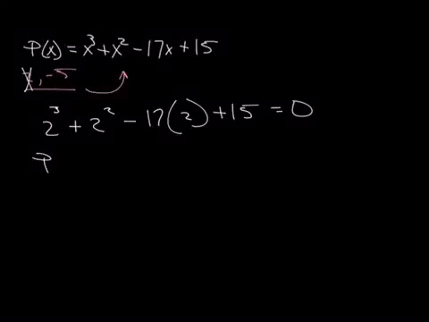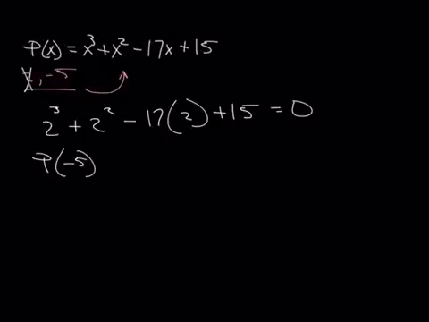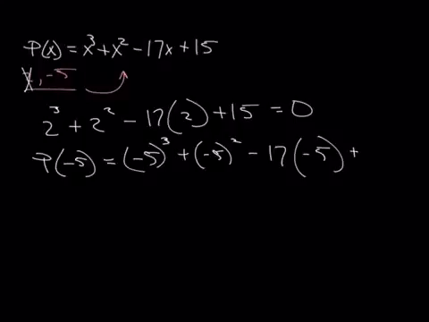Now I put a p of -5 in. So -5 cubed plus -5 squared minus 17 times -5 plus 15. Does that give me a 0? Yes, it does. So therefore, I know that -5 is a 0 and 2 is not.